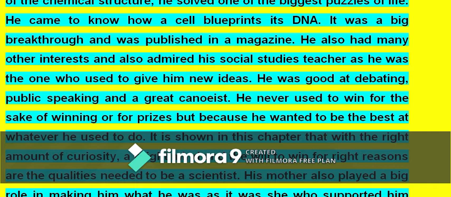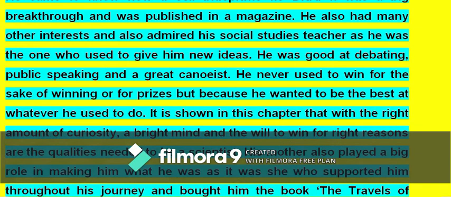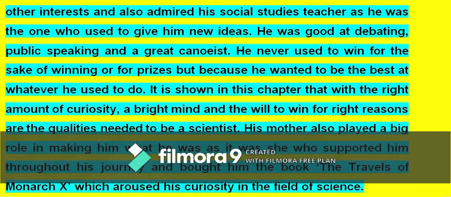He never used to win for the sake of winning or for prizes, but because he wanted to be the best at whatever he used to do. So now he was experimenting and researching because he wanted to be the best in whatever he did. It was not for the sake of prize that he was experimenting on these butterflies. It was shown in this chapter that the right amount of curiosity, a bright mind, and the will to win for the right reasons are the qualities needed of a scientist. Kindly make a note of the qualities mentioned that make a great scientist.